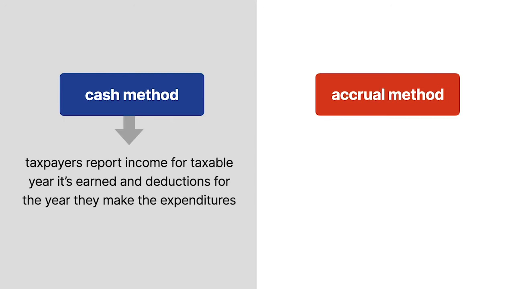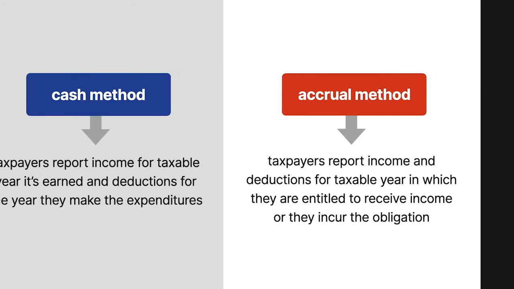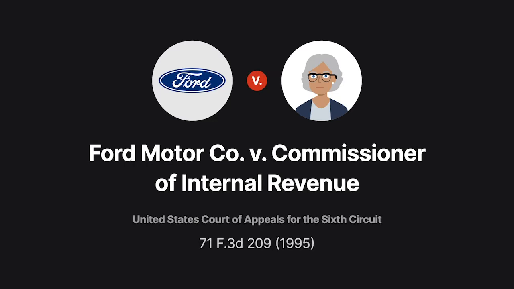expenditures. To overgeneralize, in the accrual method, the taxpayer reports income and deductions for the taxable year in which she becomes entitled to receive the income or incurs the obligation, even if she won't receive the income or make the expenditure until later. Normally, the service respects a taxpayer's properly chosen accounting method. Normally, but not always, as illustrated in Ford Motor Company versus Commissioner of Internal Revenue.